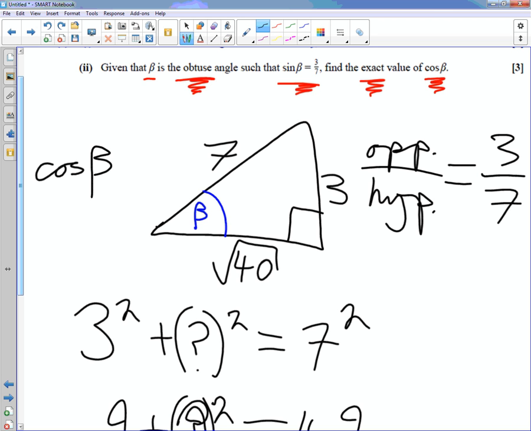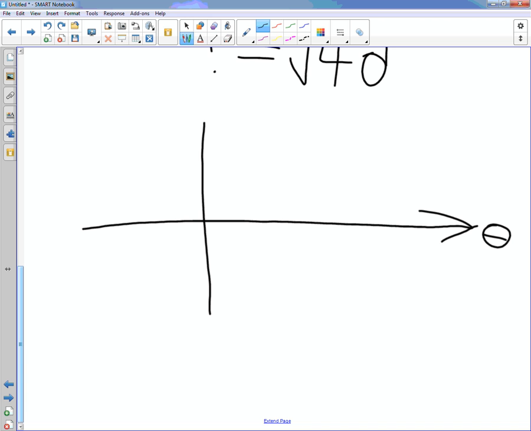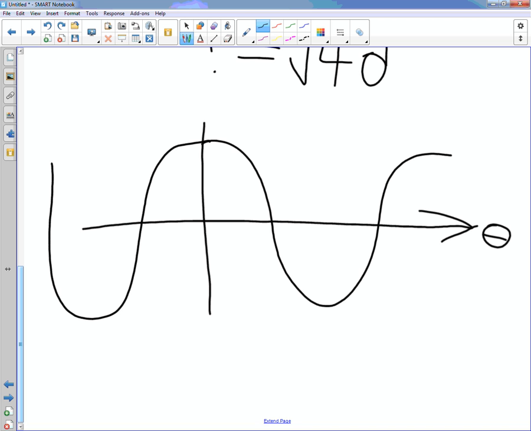Now, some people would stop there and claim the job is done. But it's not. You know why? Because we haven't dealt with the obtuse part of the question. They've mentioned it for a reason. So, we know cos beta equals the square root of 40 divided by 7. So, let's draw a little cos wave. Got our height, got our theta. We've got a nice cos curve going on like this. Of course, it's symmetrical, just to remind you.